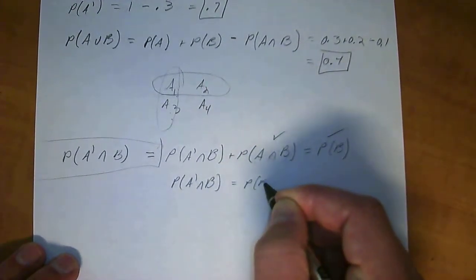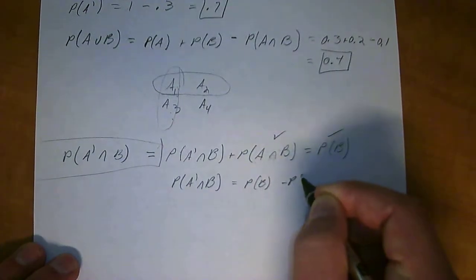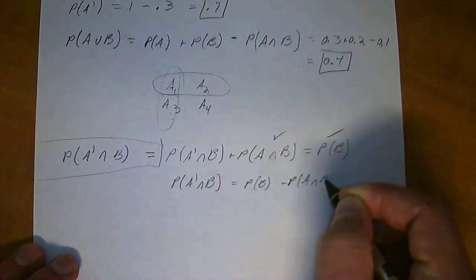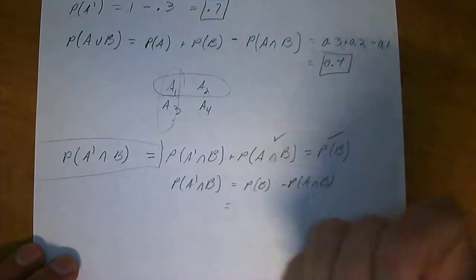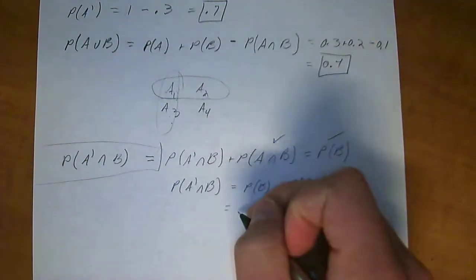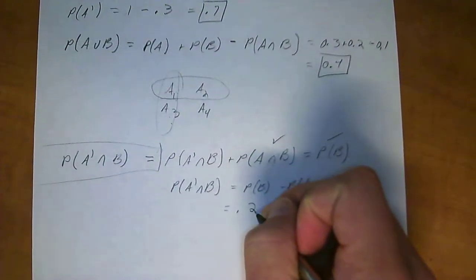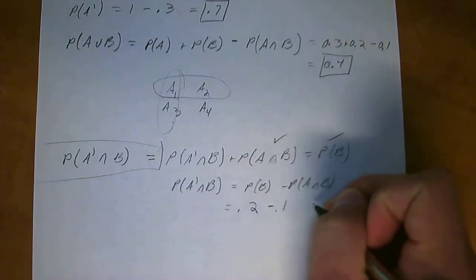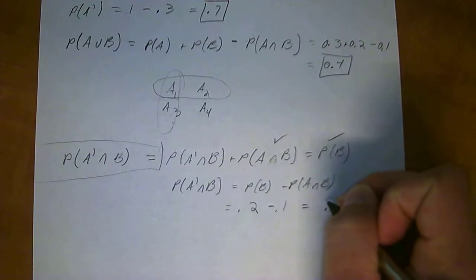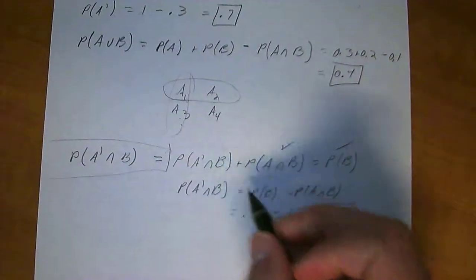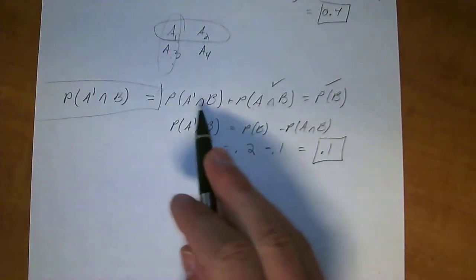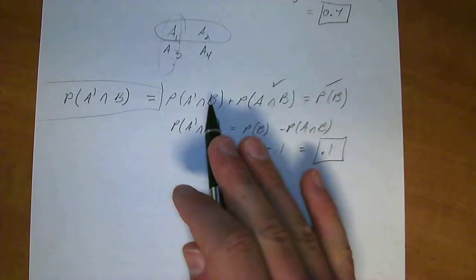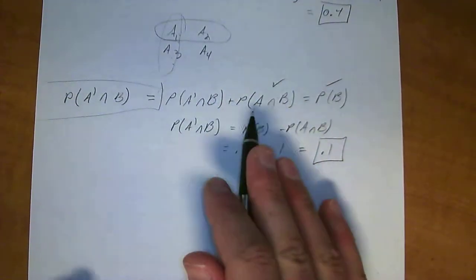So the probability of A naught intersected with B is equal to the probability of B minus the probability of A intersected with B, which is equal to 0.2 minus 0.1, which is equal to 0.1. So that's the probability of A not B. So you have to use this property right here.